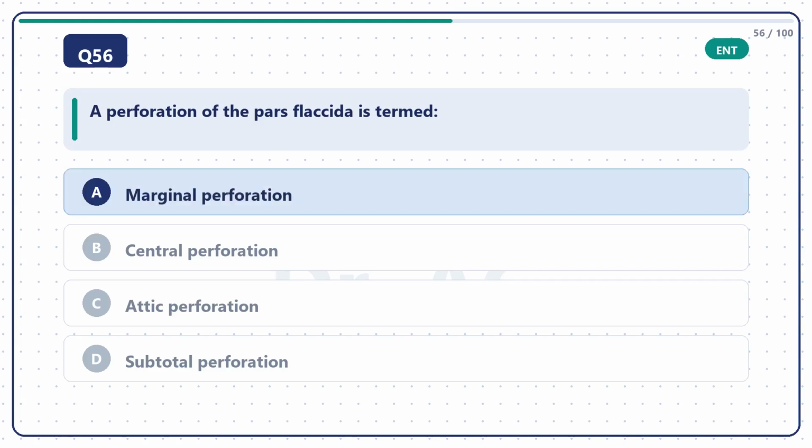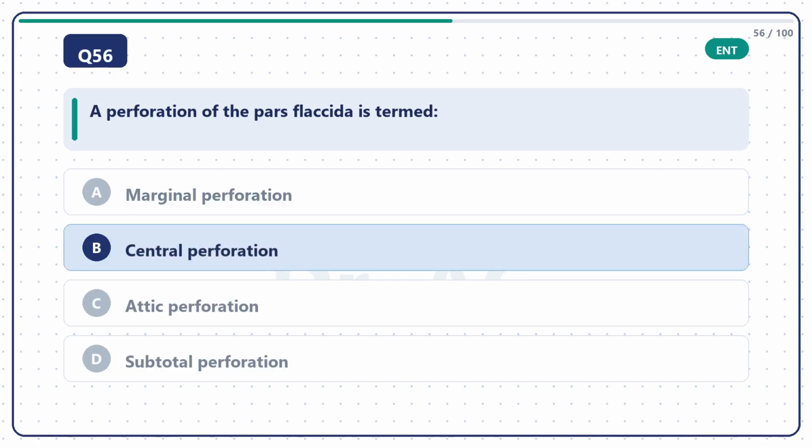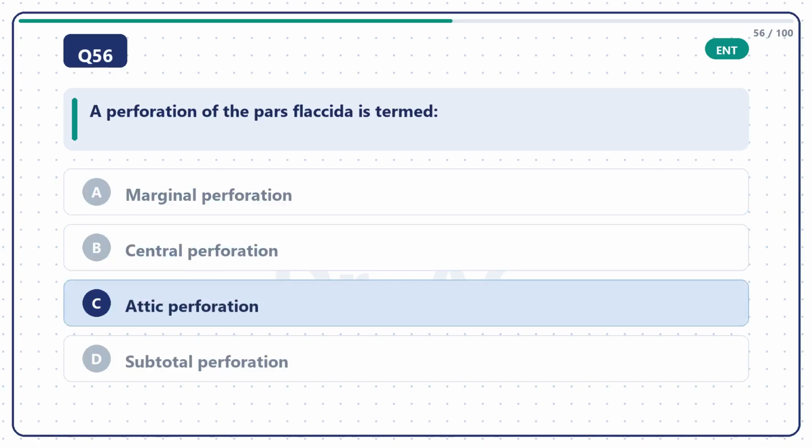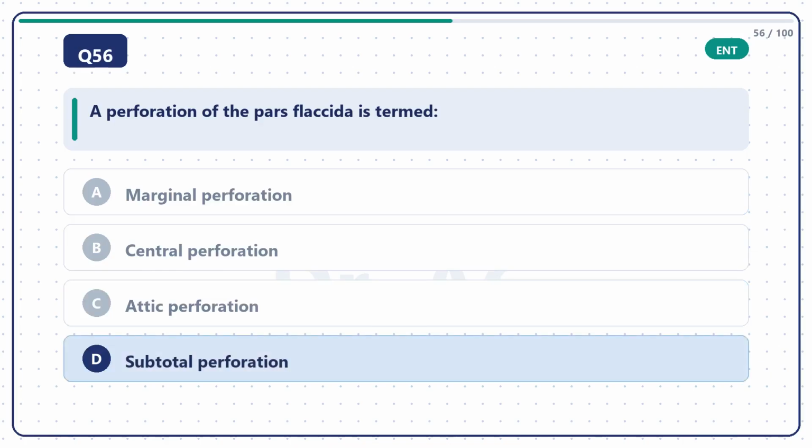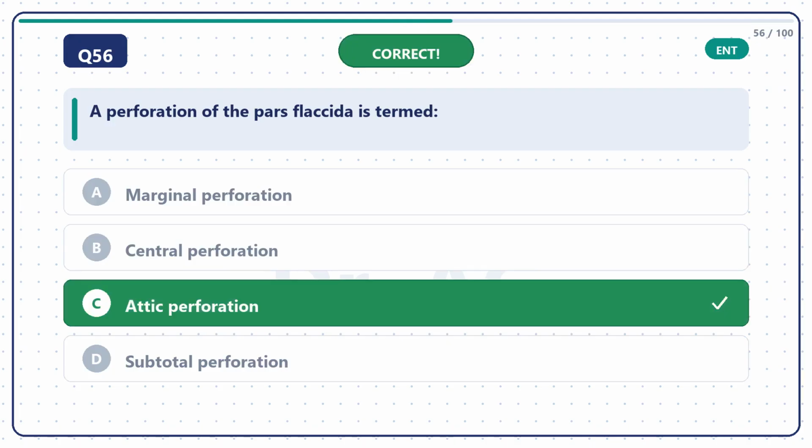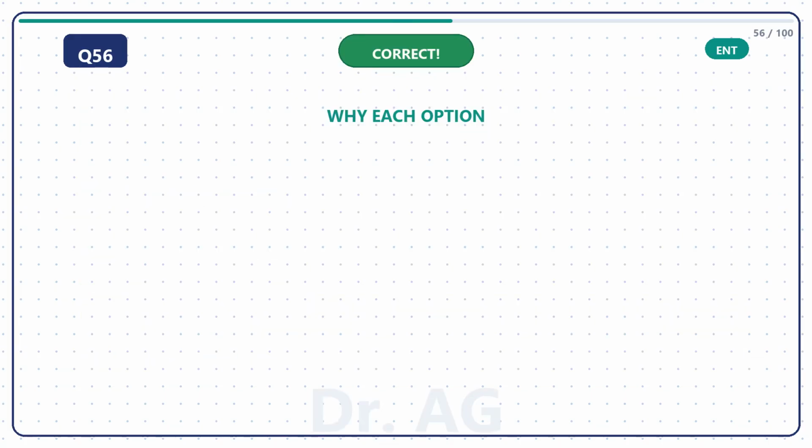Marginal perforation, option B. Central perforation. Option C. Attic perforation. Option D. Subtotal perforation. The correct answer is option C. Attic perforation. Let's go through the options.